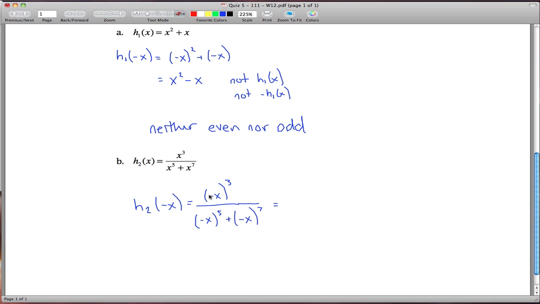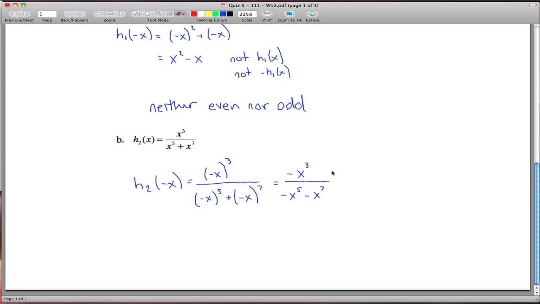So what's this? Negative x cubed is the same as negative x cubed. Maybe the intonation tells you where the parentheses are there. And same idea down here. This is negative x to the 5th, because we're multiplying a negative times a negative, negative, negative, negative 5 times makes it negative. And same idea with the x to the 7th.